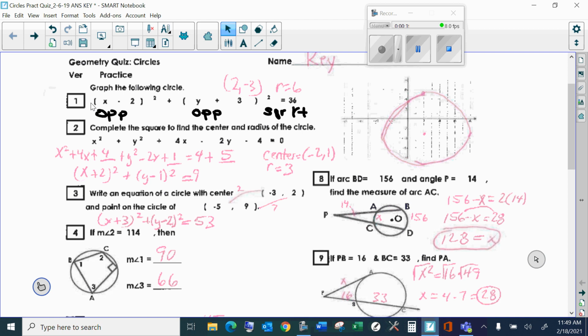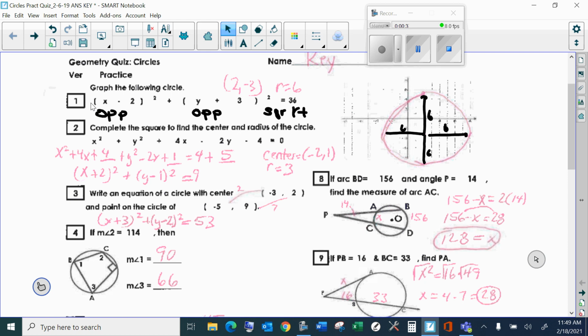So therefore, my center is (2, -3). I plot (2, -3), and I go out 6 in each direction. So that's 6 right there. This is 6, and this is 6. And then I just do my best to draw a circle from there. Okay. Number 2, complete the square and find the center and the radius.